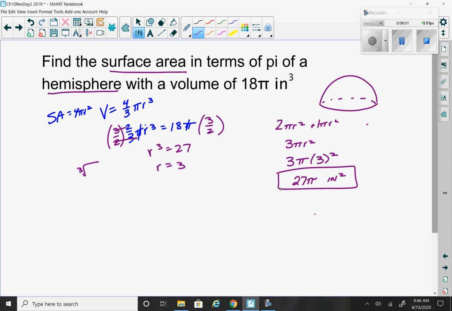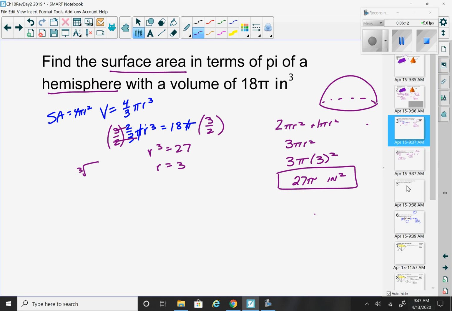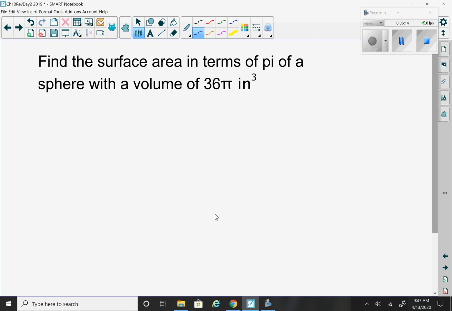Think about it. Make sure you know how to do this. This is a relatively easy problem, but we're first trying to find the radius given volume, and then use that to find surface area. I'm going to have you try one similar to this, but with different numbers. Find the surface area in terms of pi of a sphere with a volume of 36 pi. This time we're just dealing with a sphere, not a hemisphere. Go ahead and pause the video and try to find the surface area in terms of pi of a sphere with a volume of 36 pi.